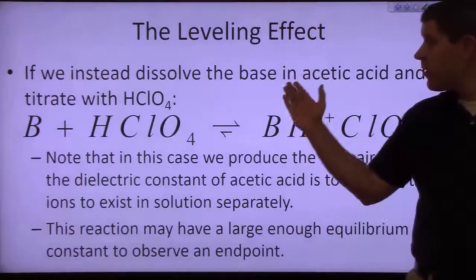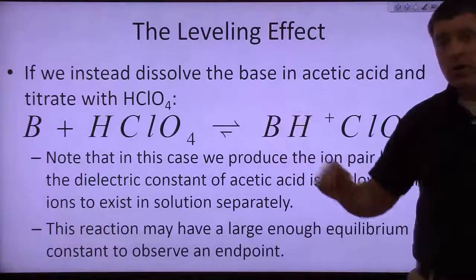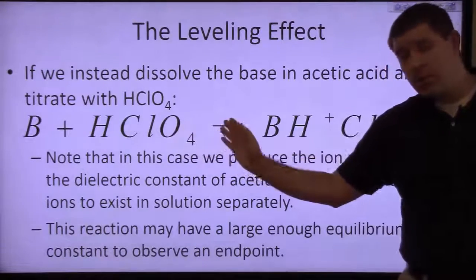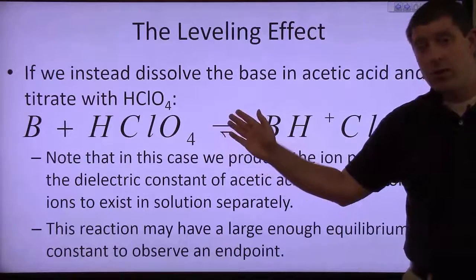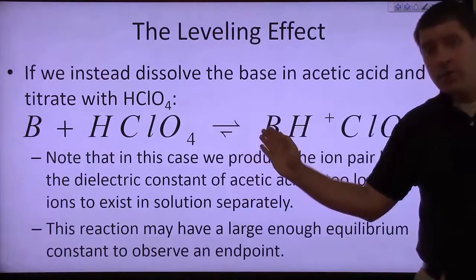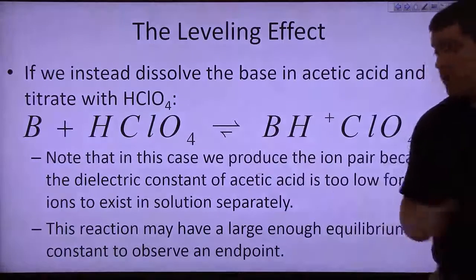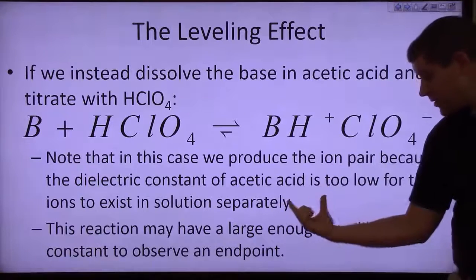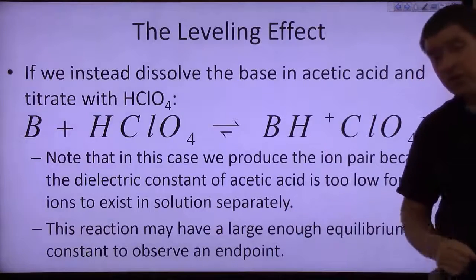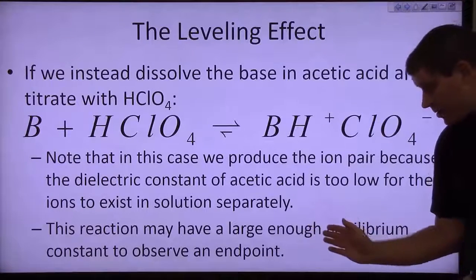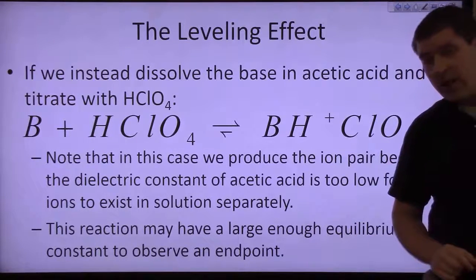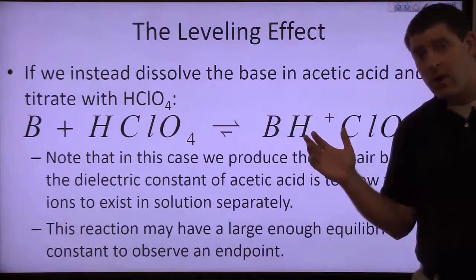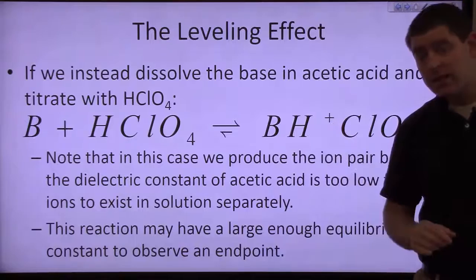But if we instead dissolve the base in acetic acid and then titrate with our perchloric acid, we now have this reaction where we have the base reacting directly with the perchloric acid and not with the protonated acetic acid. And in this case then, the forward reaction is favored over the reverse reaction. Note that in this case, we're producing the ion pair here because the dielectric constant of acetic acid is too low for the ions to exist in solution separately. Now this reaction may have a large enough equilibrium constant to observe an endpoint, and that means we can actually perform that titration, and if we can observe that endpoint, we would want to carry out that titration with acetic acid as the solvent instead of water.